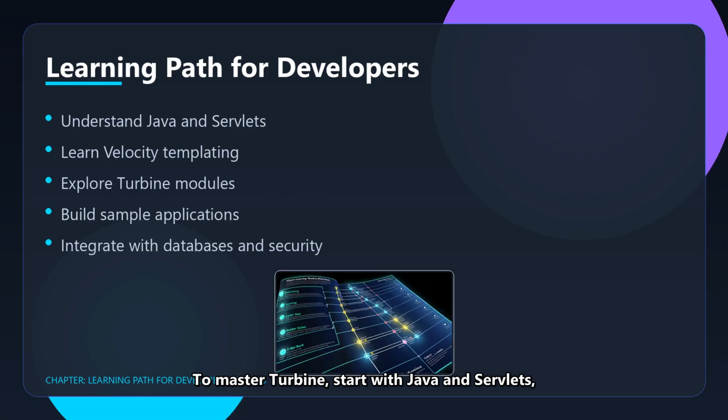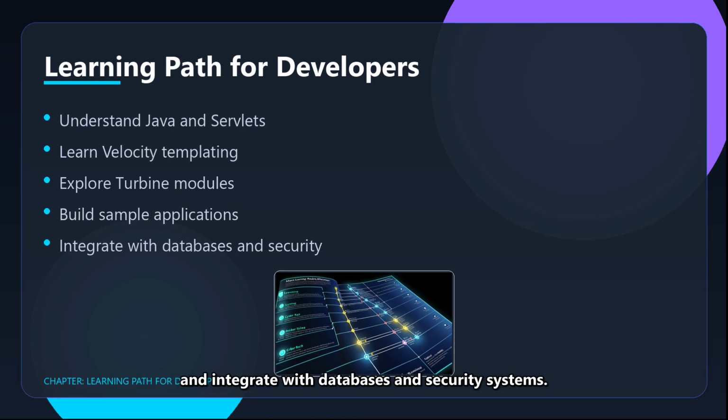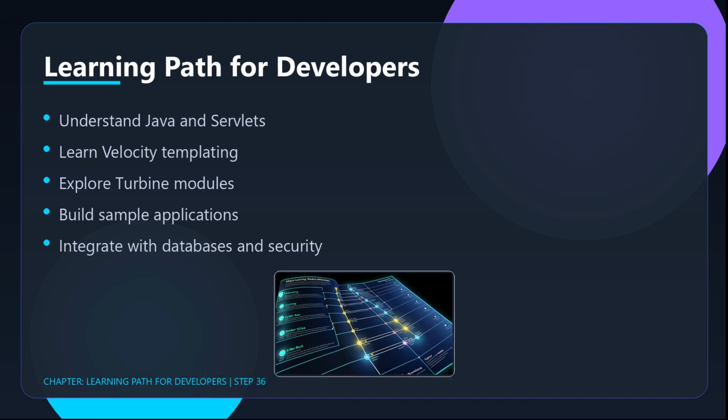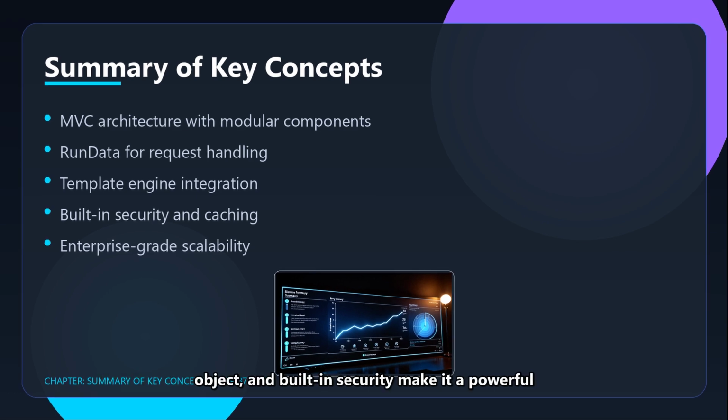To master Turbine, start with Java and servlets, learn Velocity templating, explore modules, build sample apps, and integrate with databases and security systems. In summary, Turbine's MVC architecture, modular components, RunData object, and built-in security make it a powerful choice for enterprise-grade web applications.